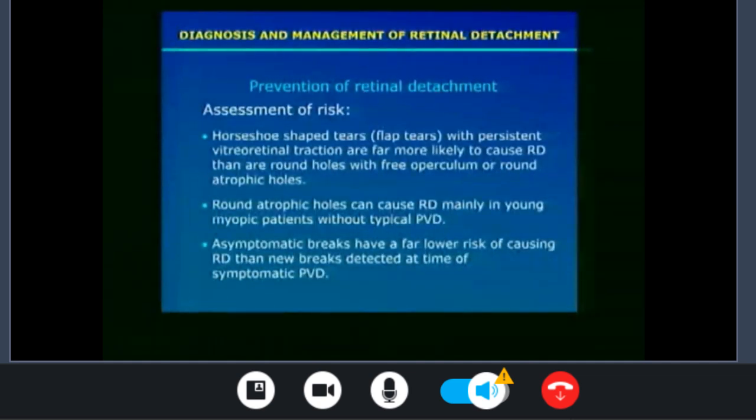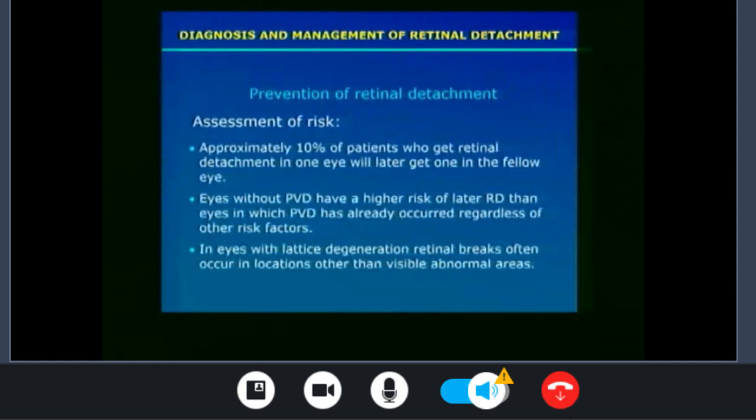Again, assessment of risk. Horseshoe-shaped tears or flap tears with persistent vitreoretinal traction are far more likely to cause retinal detachment than are round holes with free operculum or round atrophic holes. So again, horseshoe tears with persistent adhesion between the pseudohyaloid and the flap of the tear. Round atrophic holes can cause retinal detachment mainly in young myopic patients without BVD, but this is very rare. Old breaks have a far lower risk of causing retinal detachment than new breaks detected at the time of symptomatic BVD.